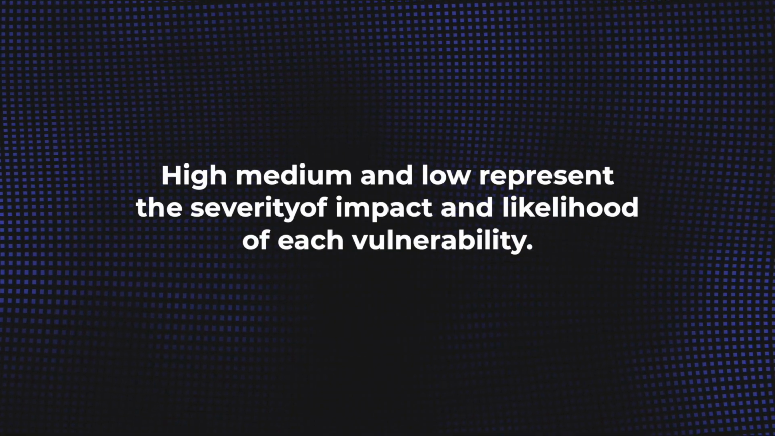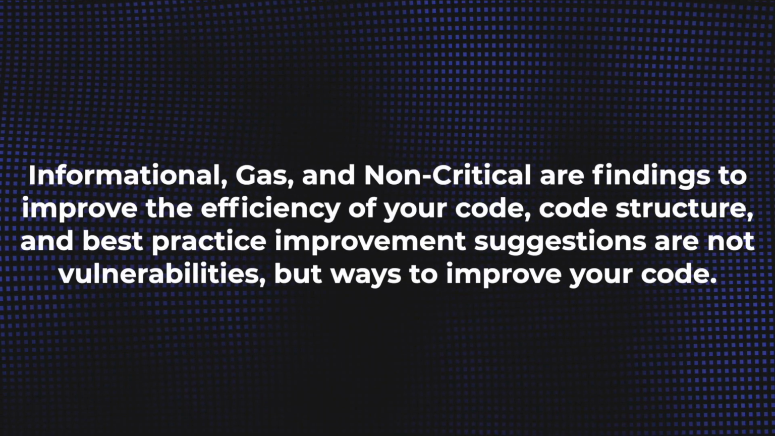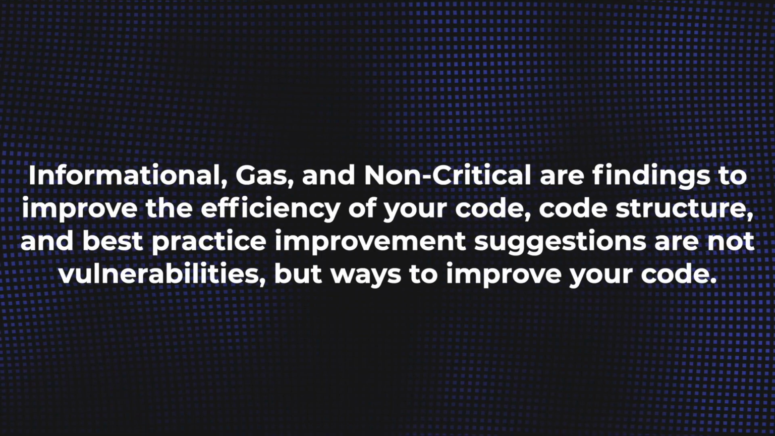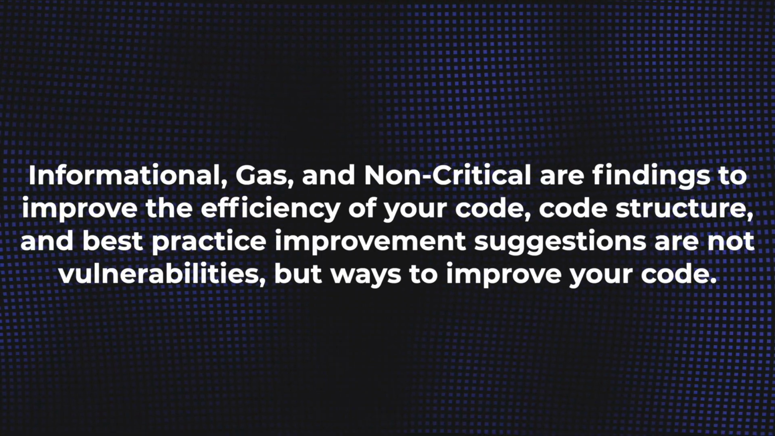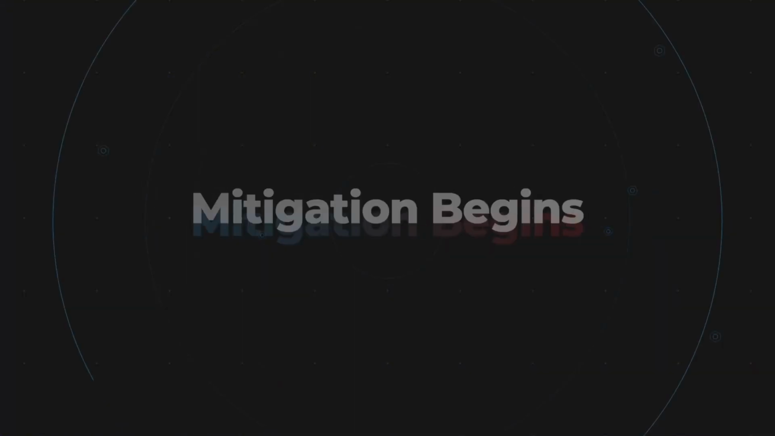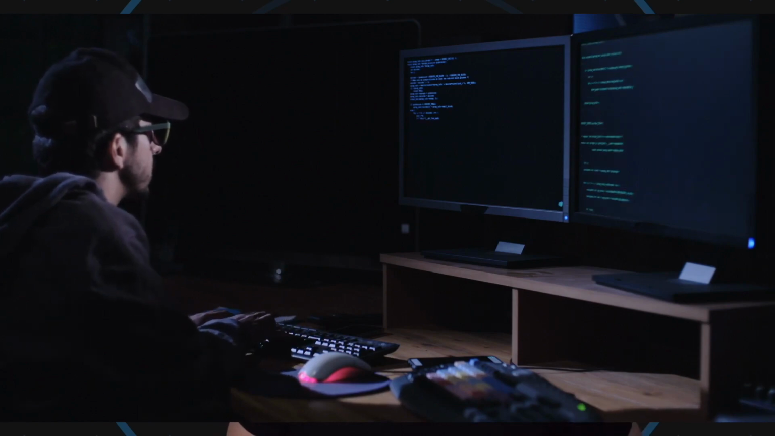Highs, mediums, and lows represent the severity of impact and likelihood of each vulnerability. Informational, gas, and non-critical are findings to improve the efficiency of your code structure, readability, and best practice improvements that are not necessarily vulnerabilities, but more ways to improve your code. Mitigation begins. The protocol's team will then have an agreed upon time to fix the vulnerabilities found in the initial audit report.